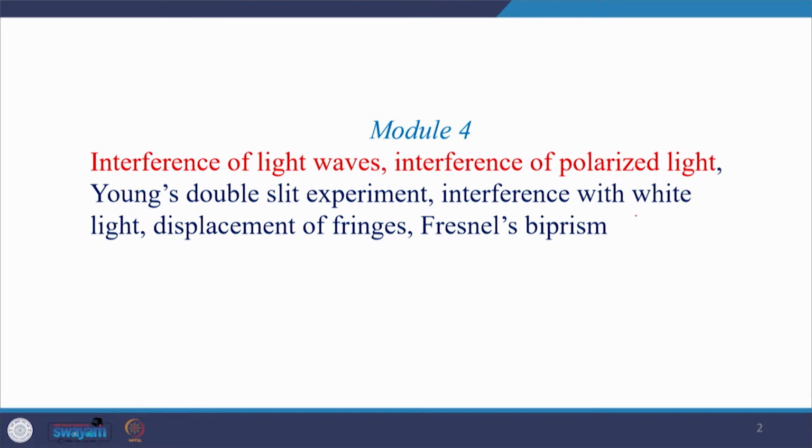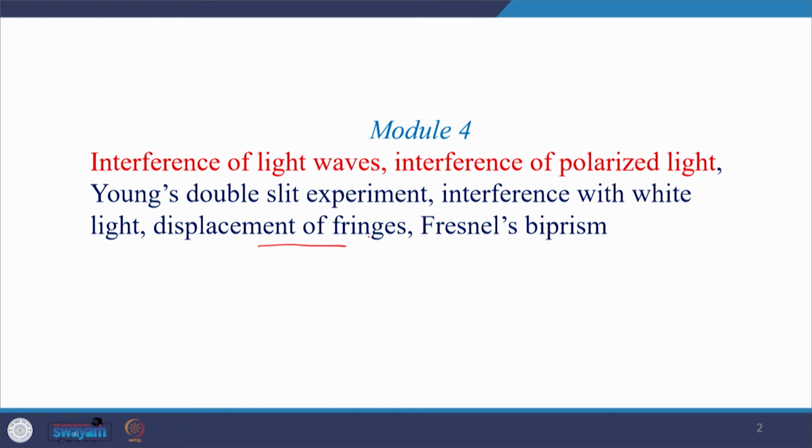Then instead of using coherent light sources, we will use white light and see how it affects the fringe pattern of Young's double slit experiment. And then we will introduce a thin film: we will cover one slit using a very thin transparent film, and then see the changes in the interference fringes, and we will try to calculate either the refractive index or the thickness of the film using Young's double slit experiment. And in the last, we will talk about Fresnel biprism.